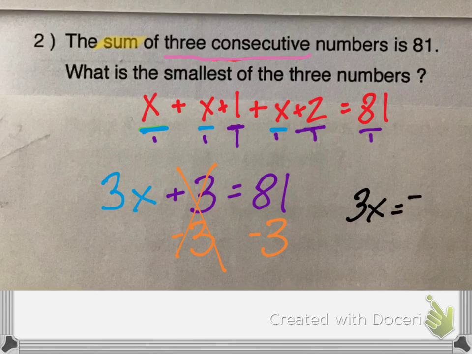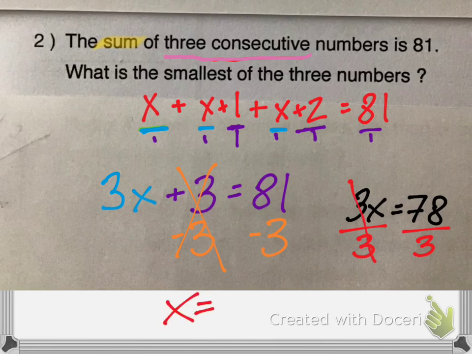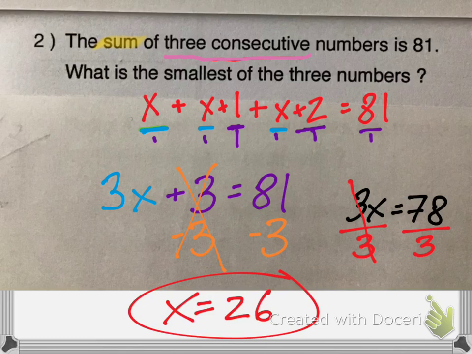So then I'm getting 3x is equal to 78. Now what do I have to do, Ben? You have to find 78 divided by 3. Perfect. So I divide each side by 3. That goes away. I am left with x equals, and what is 78 divided into 3 parts, Lucy? 26. Excellent. So the smallest of those 3 numbers is 26.